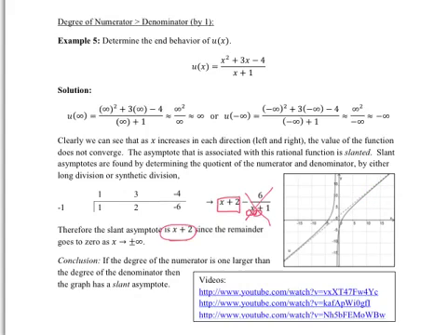Again, we saw that as x got bigger, y went to infinity. That's this right here. X is going to the right, while y is getting bigger and bigger. X was going to the left, y was getting smaller and smaller. So as a conclusion, if the degree of the numerator is 1 larger than the degree of the denominator, then the graph has a slant asymptote.